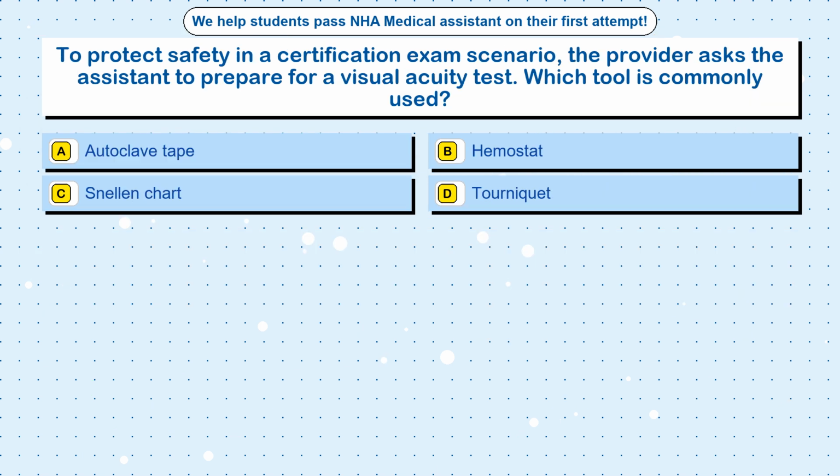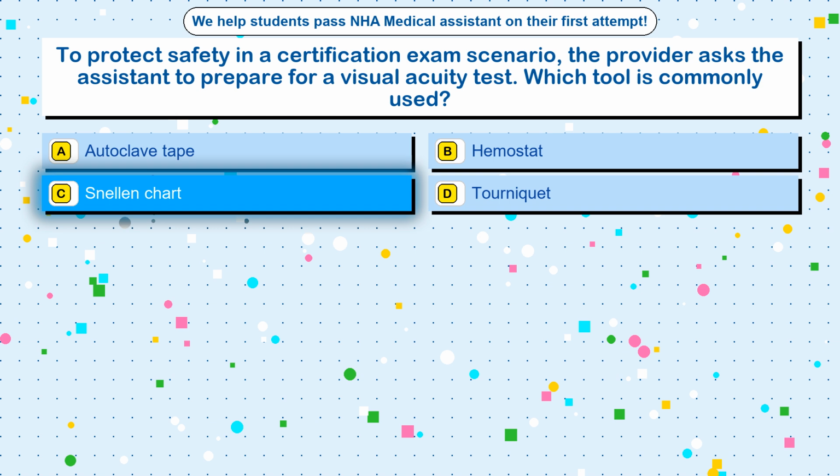Question 25. To protect safety in a certification exam scenario, the provider asks the assistant to prepare for a visual acuity test. Which tool is commonly used? Option A. Autoclave tape. Option B. Hemostat. Option C. Snellen chart. Option D. Tourniquet. The correct answer is option C.